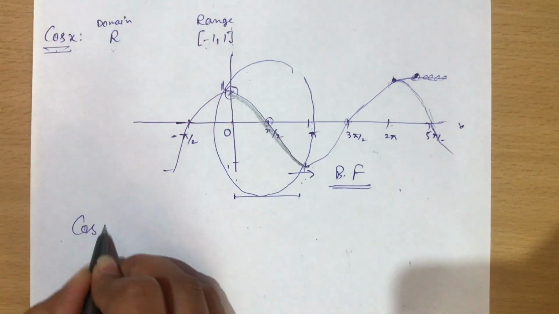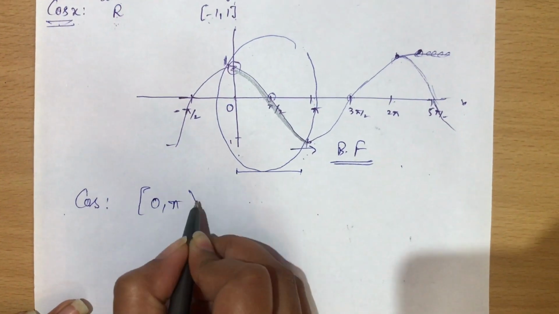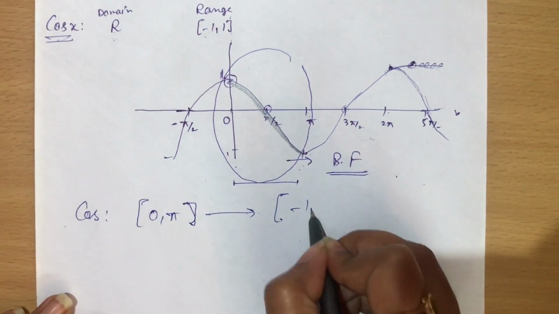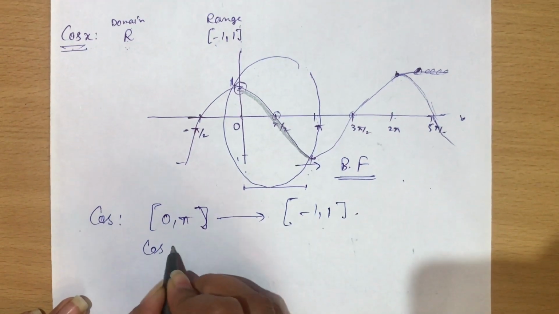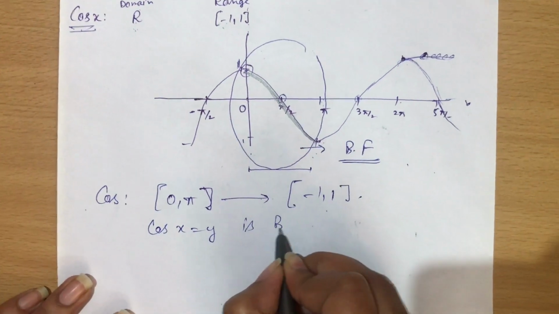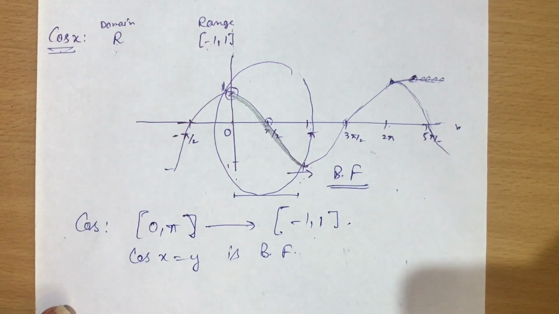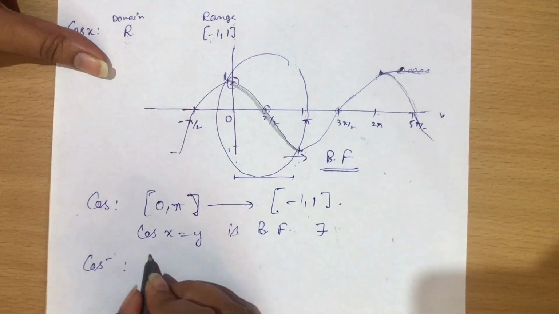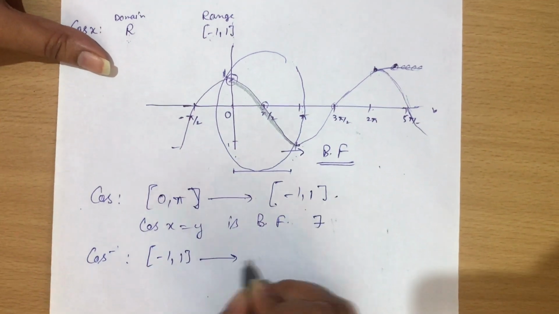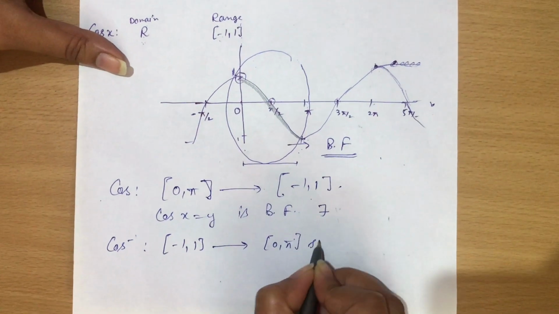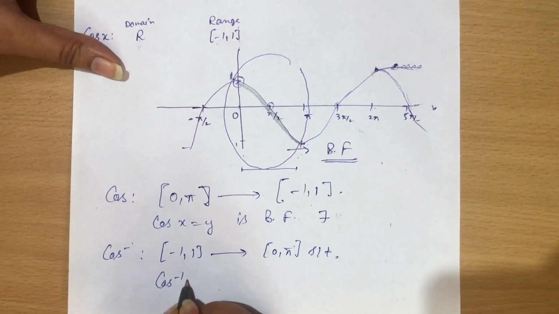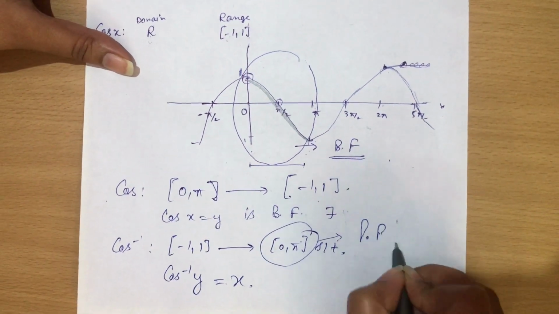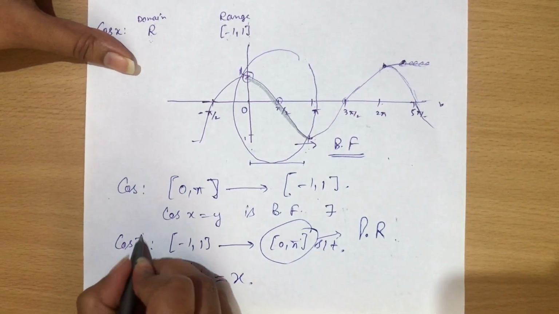Okay, so you have to write cos from 0 to π, which is the domain you have just taken, and what is your range? Your range is -1 to 1. And this function is bijective. So when your function is bijective, there exists a cos inverse. So cos inverse goes from -1 to 1 to 0 to π, such that cos inverse of y is equal to x, and this is the principal range of cos inverse.